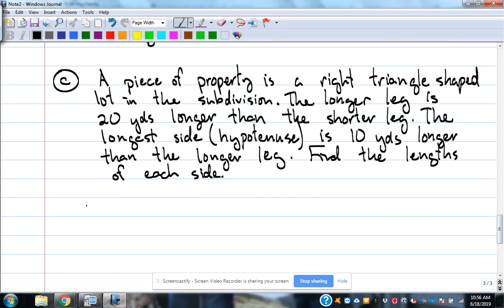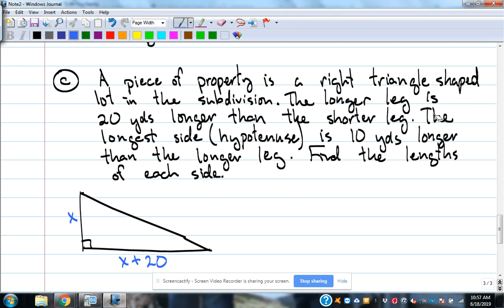All right, so we've got this right triangle shaped piece of property. Right triangle here. It says that the longer leg is 20 yards longer than the short leg. So here's the short leg. We don't know how much it is, but it's the short leg. The longer leg, which would be this one here on the bottom, is 20 yards longer than that. So I'm going to say that's x plus 20.